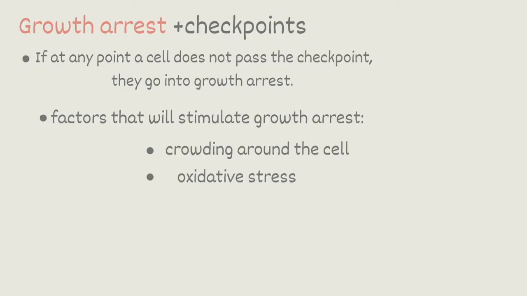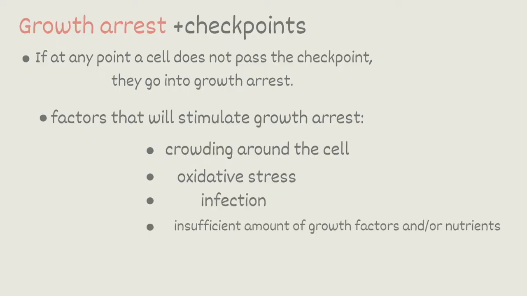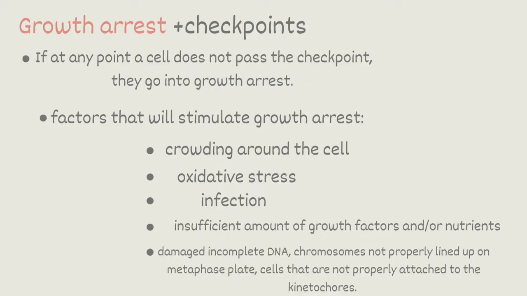Other factors are oxidative stress on the cell. This includes cells that are just naturally aging and getting a bit too old to do their proper job. Infection, insufficient amount of growth factors or nutrients. Also damaged and incomplete DNA and cells that are not properly attached to their kinetochores. So all of these will alarm the enzymes around the checkpoints and stimulate them to cause an arrest on the cell. Other than the checkpoints and the growth arrest, there are 3 different types of states the cells can be in when not in the cell cycle itself.